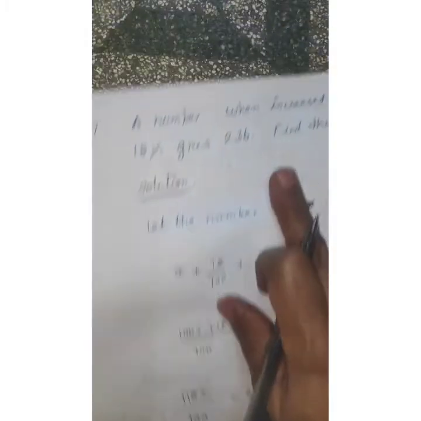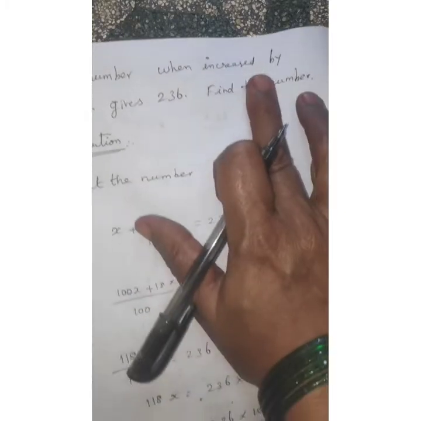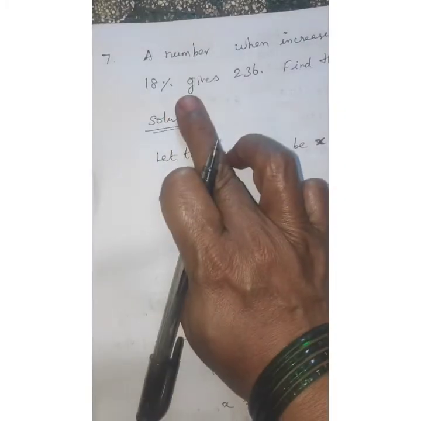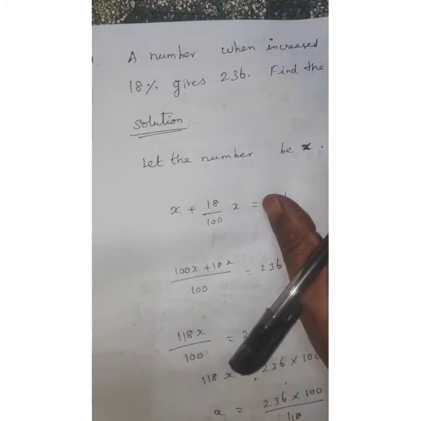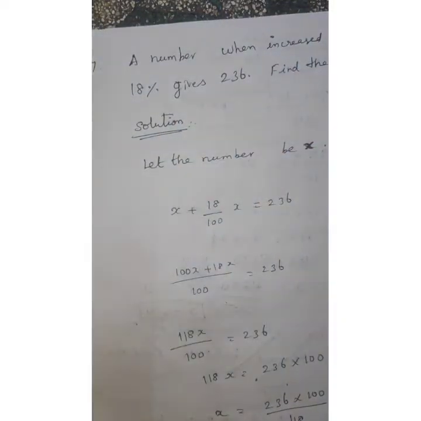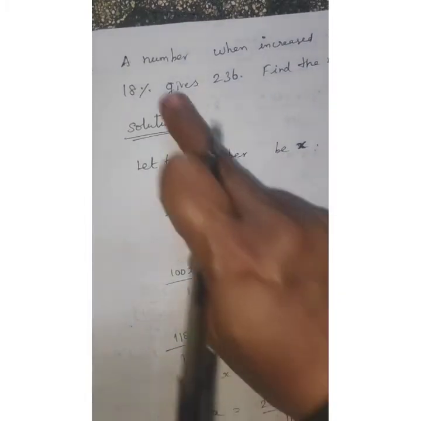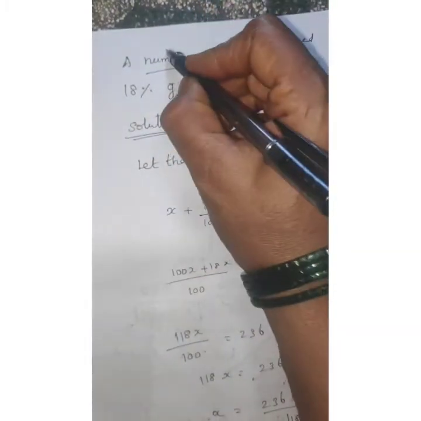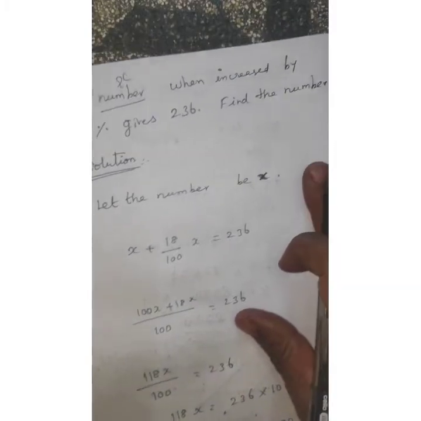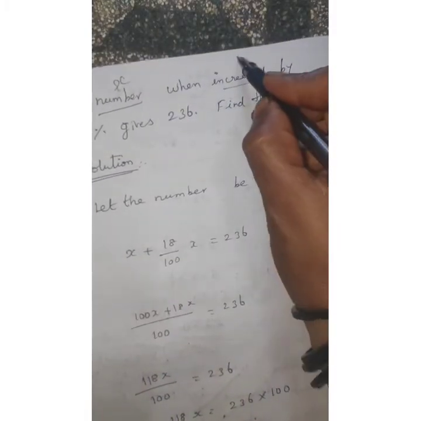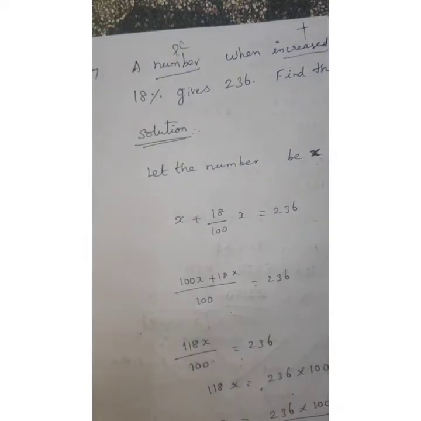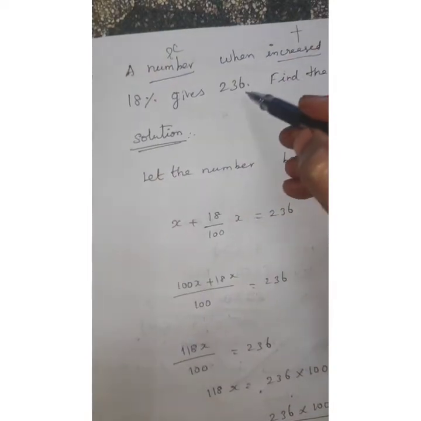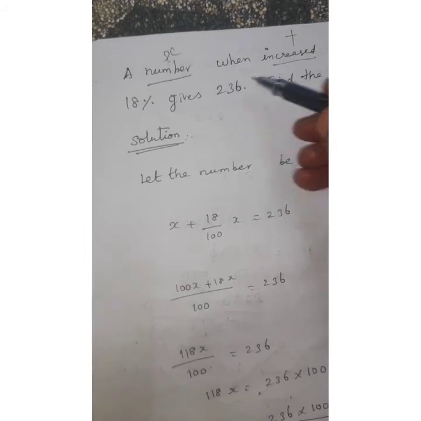Seventh question. A number which increased by 18% gives 236. Find the number. So what is the number? We don't know, so you write it x. We will take that number as x. For increased, use the symbol plus. 18% of the same number, the answer equal to 236.